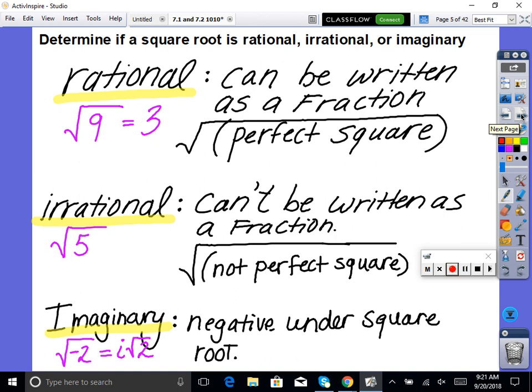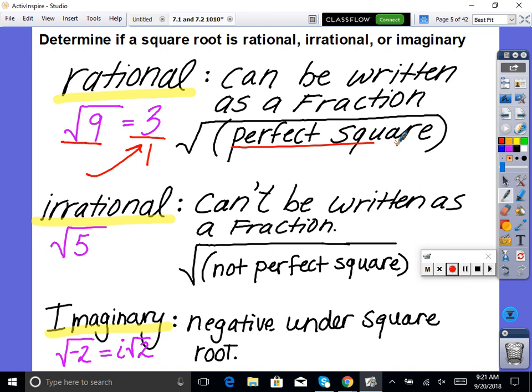Okay, the words rational, irrational, and imaginary. So rational means it can be written as a fraction. The root, not the solution, the root can be written as a fraction. So square root of 9 is 3. This is a rational root, meaning it can be written as a fraction, because 3 is technically 3 over 1. Does everybody agree? So we get rational roots when we have what's called a perfect square under the radical, meaning we square root it and it comes out to be a perfect answer.